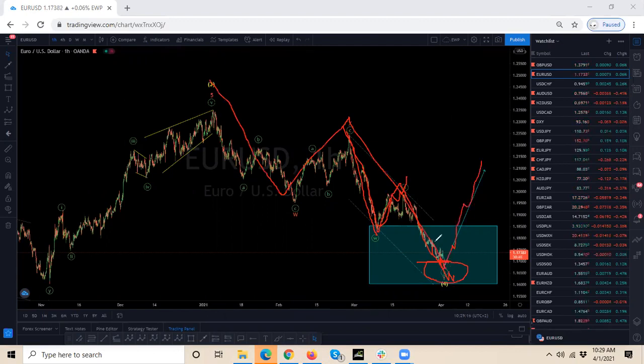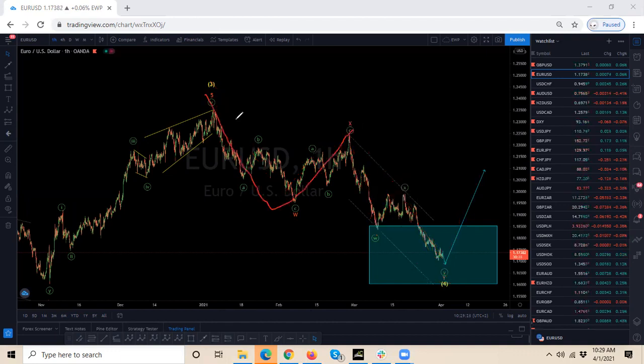So the reason why I haven't instructed that we can execute this trade, or if you've already executed this trade, your stop loss should be below the 161.8 FIB extension of this WX here. So you should have your stop loss. Once you've executed this, you should have your stop loss below here.